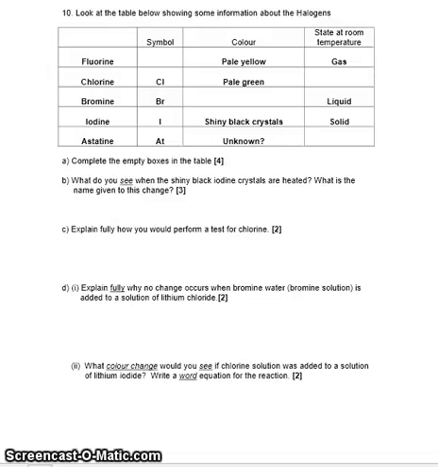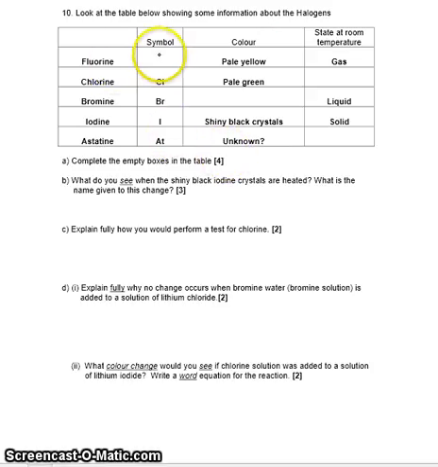Okay, finally, last question, question 10. So this one focuses on the halogens, group 7. And firstly, we were given some information about the halogens in this table at the top. The name of them, in the order that they are in the group. There's the chemical symbols, color, and their state at room temperature. And you've got to fill in the gaps, 4 marks, 1 for each gap.